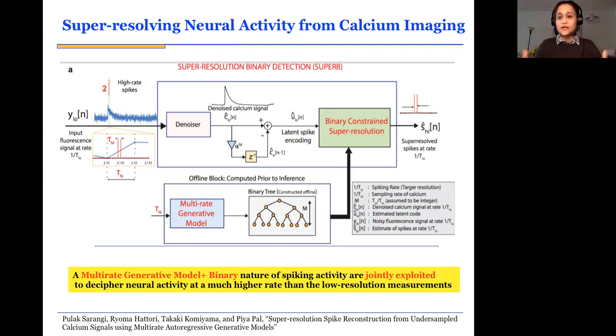We have conducted extensive experiments with benchmark data sets as well as experimental data sets, and it shows very good results. So we are very excited about this. And this is a quintessential example of solving inverse problems with priors. In this case, the priors are in the form of the binary nature of the spiking activity.